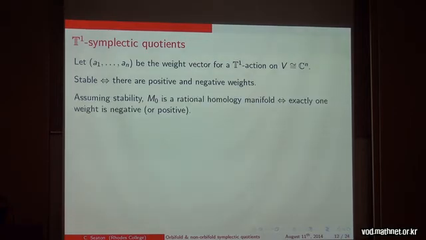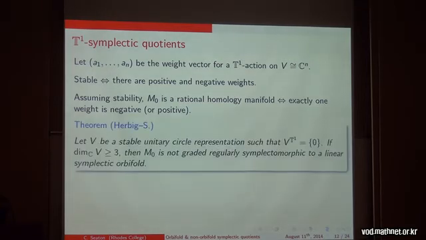If we assume stability, then in this case the symplectic quotient will be a rational homology manifold if and only if exactly one weight is negative, up to row reducing, which in this case means one weight is negative and the rest are positive, or one weight is positive and the rest are negative. So these are the unknown cases here. I want to talk about the theorem that if the dimension of the representation is greater than or equal to 3, so if n is 3 or more, then we will not get an orbifold. We can show that M0 is not graded regularly symplectomorphic to a linear orbifold.